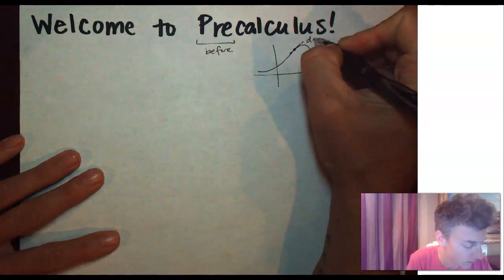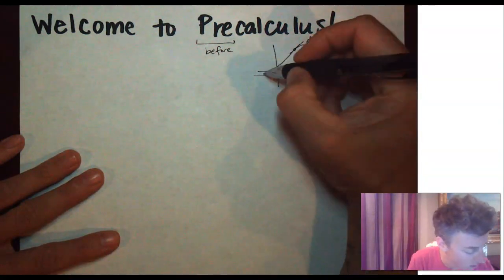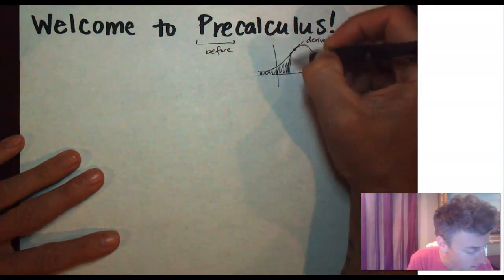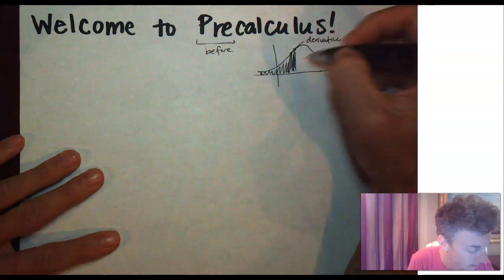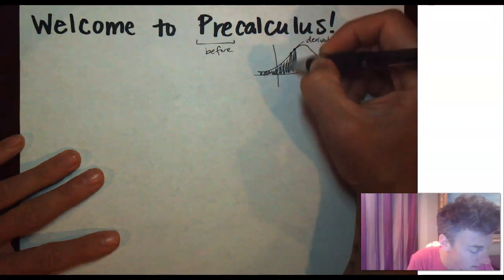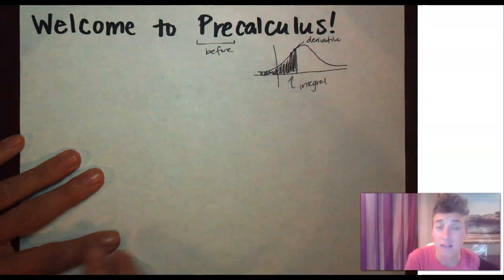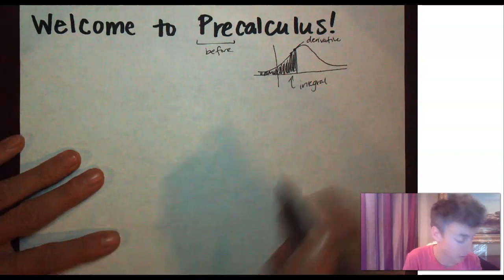That's called the derivative. It's also interested in all of the area underneath a function, maybe up to a certain point, maybe to the point where we took that derivative. So that area under the curve is called the integral. That's calculus in a nutshell.